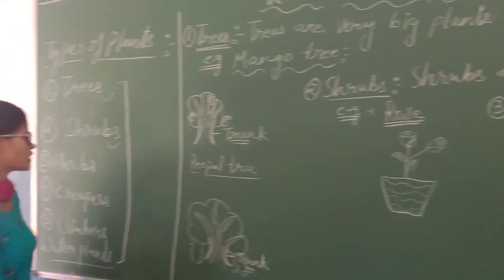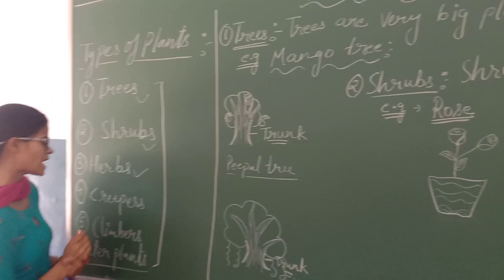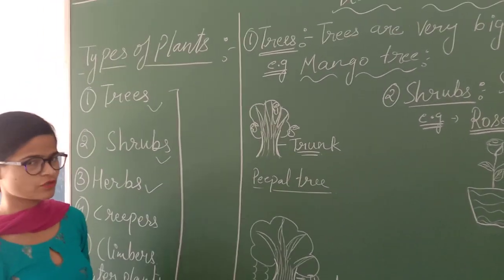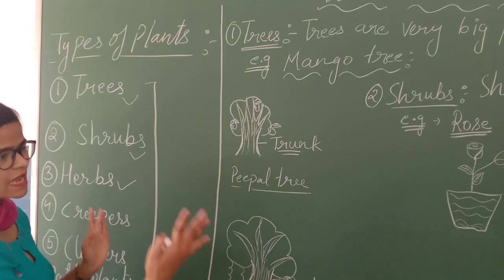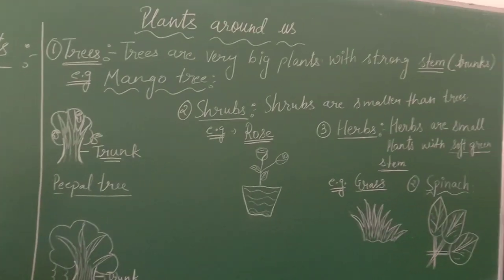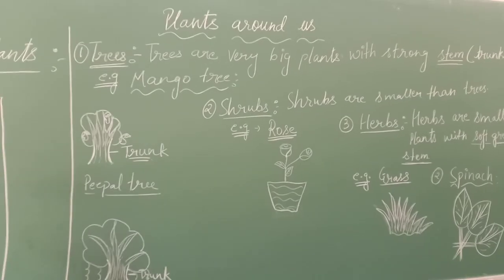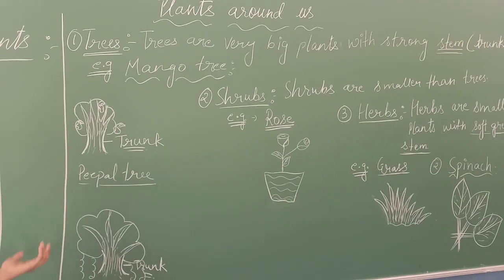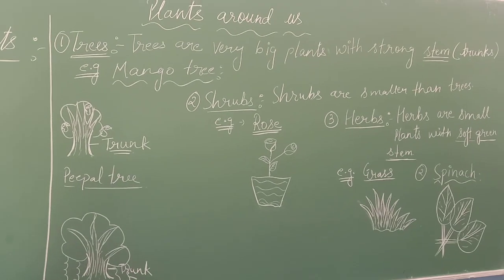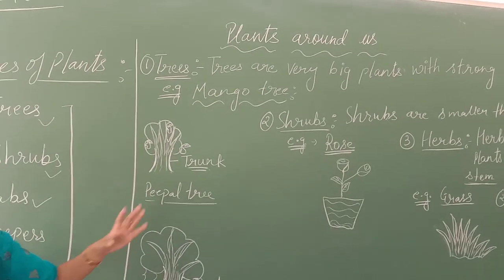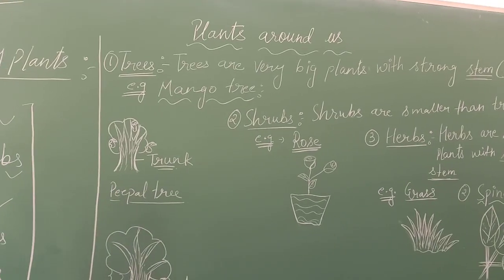So we have covered one more, that is herbs. Now we have creepers, climbers and water tree, okay. So just have a look on this, okay. And you have to draw mango tree. If you want to draw people also, you can draw rose, you can draw grass, you can draw spinach, okay. And rose comes under shrub plant, okay.